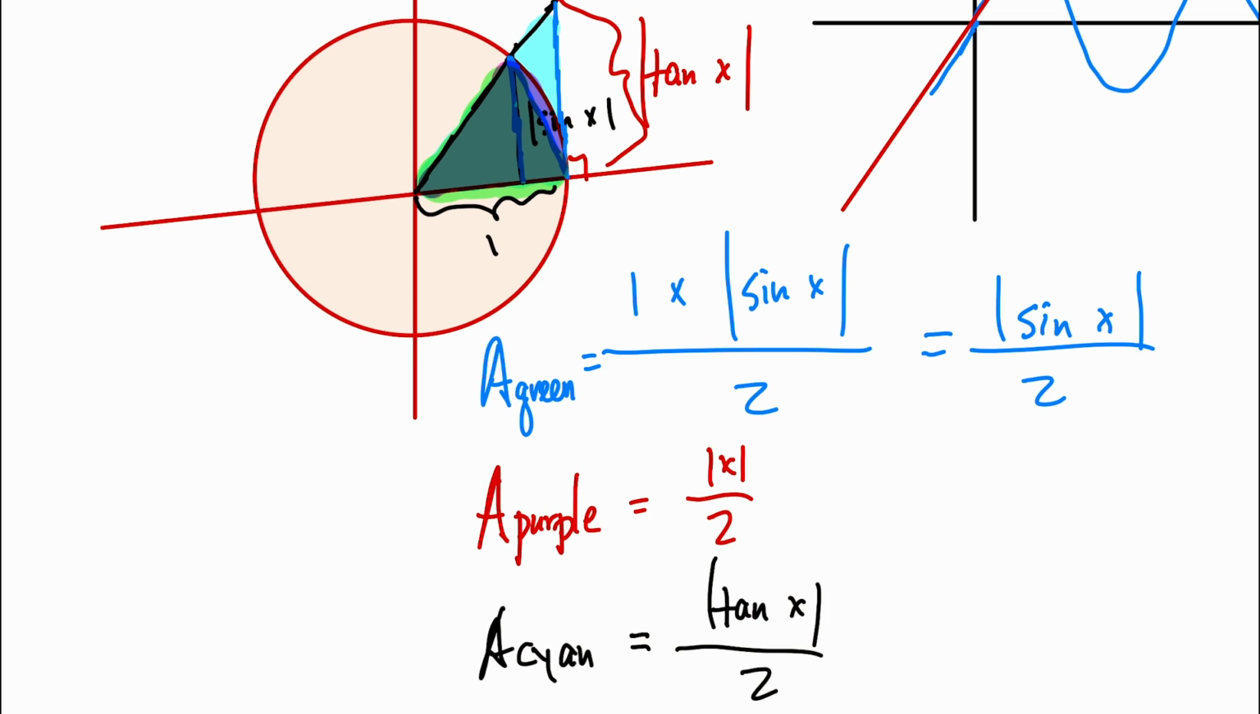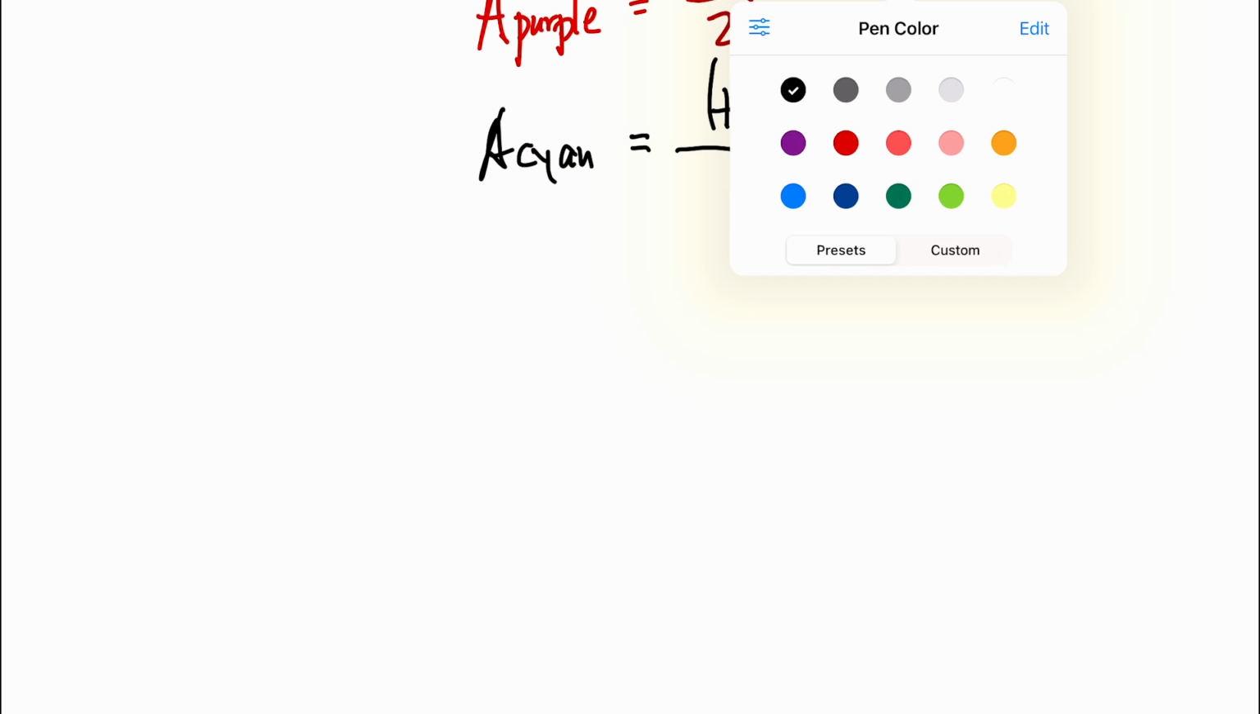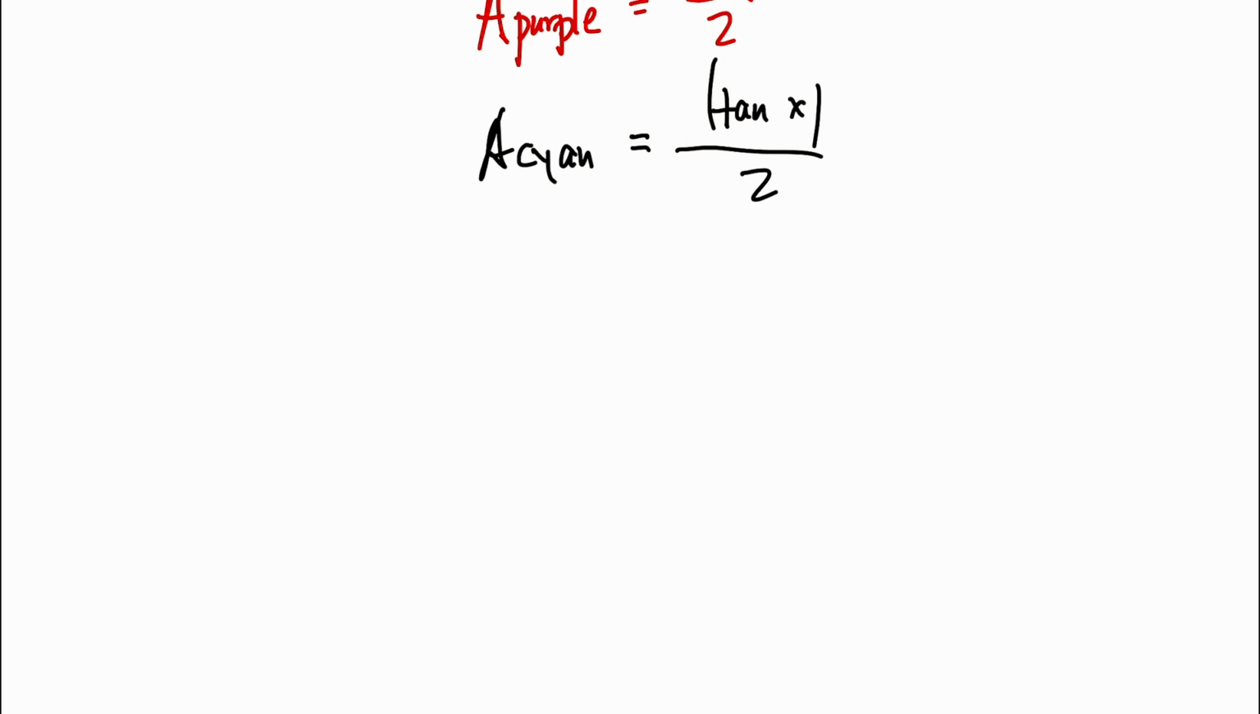And from the graph, we can see that this green area is less than or equal to the purple area, which is less than or equal to the blue area. So we can get that the absolute value of sine x over 2 is less than or equal to x over 2, which is less than or equal to tangent of x over 2. Obviously, we can multiply by 2 on both sides.